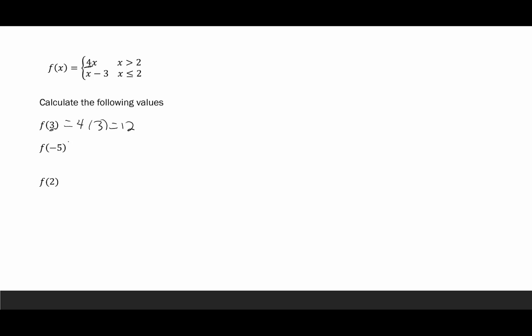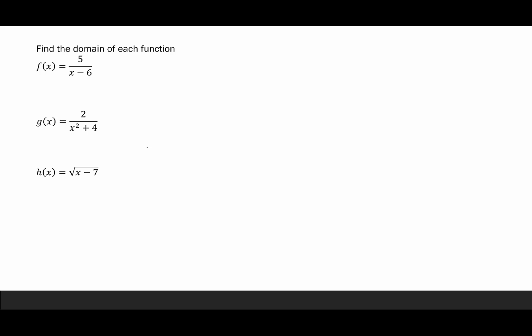My next number, -5, is less than or equal to 2. So with the -5, I'm going to do -5 minus 3, which is -8. So the number that you're given in the parentheses tells you if you're using the first or the second line. Then 2. 2 is where it's less than or equal to, so I want to do 2 minus 3, which gives me -1. So with pieces, it matters which piece you pick. You get one input, one output, so you can't put in both. You have to use the one that is satisfied by the x value.